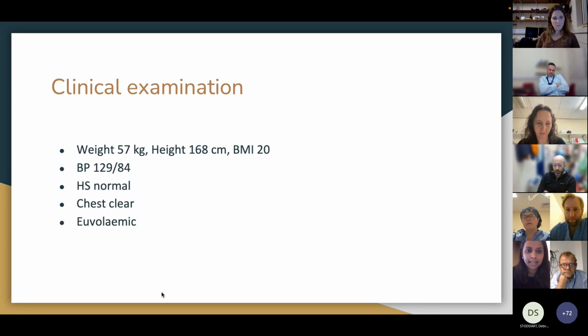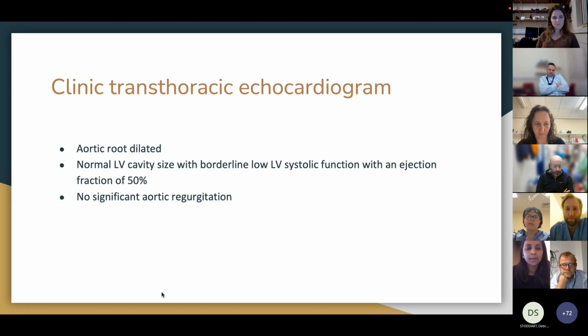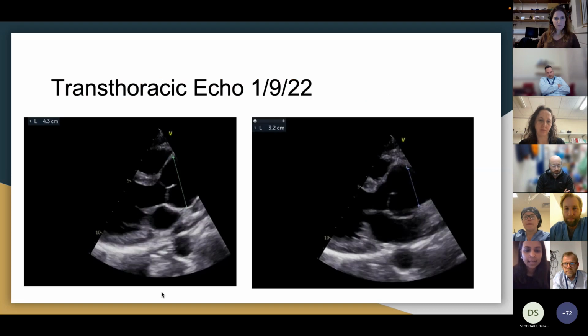When we saw her in clinic, she had a BMI of 20, her blood pressure was 129/84, her heart sounds were normal, and otherwise examination was normal. Our clinic transthoracic echocardiogram showed that her aorta was now more dilated. She had a borderline low LV systolic function, ejection fraction of 50%, and a trileaflet aortic valve with no significant aortic regurgitation. And these are her echo pictures.